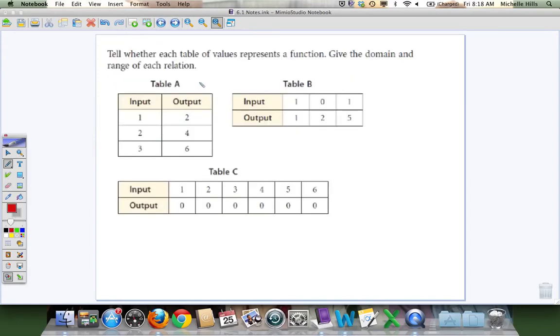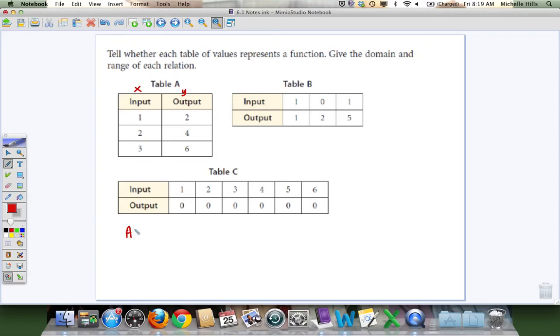So when I look at this table, they want to know whether it's a function. The first thing I'm going to do is remember my inputs are my x's, my outputs are my y's. It's not a function if the same x has two different y values, which means table A, I can just at a glance tell that this is going to be a function because there isn't the same x twice to go to two different y values.